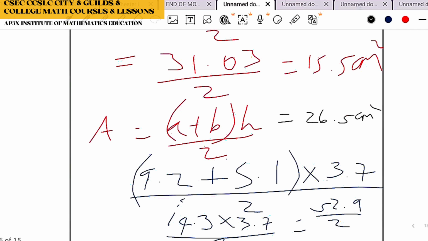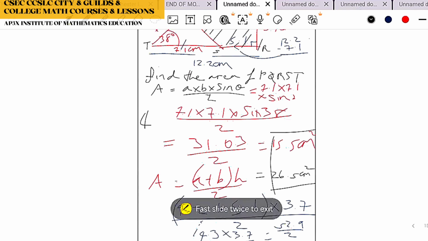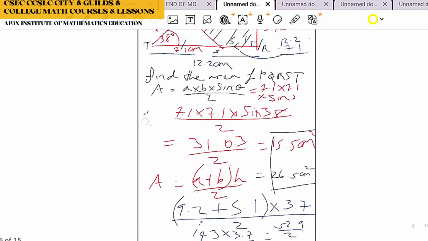So are we done? Is the whole entire question finished? No, sir. So how do we wrap up all of this question now? 15.5 plus 26.5 is equal to 42 centimeters squared. So the answer is 42. Let's round it up. 42, or 41.95. 42 is also acceptable as well. All right. So 42 or 41.95.